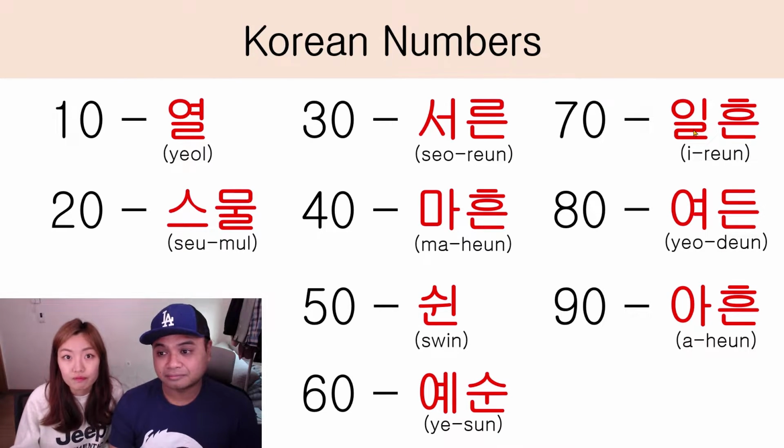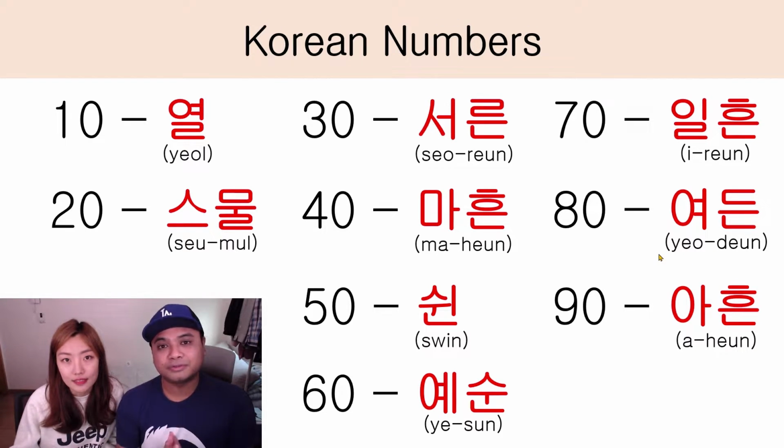Some people say it with the H and some say it without, but if you want to make things clearer, pronounce it strongly. And 80 is 여든, and 90 is 아흔. So those are the numbers.